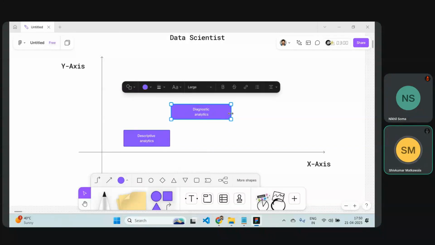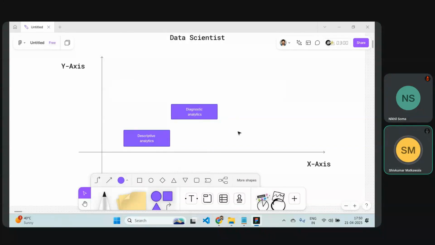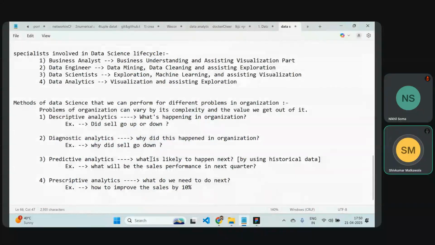After diagnostic analytics, we have another one called predictive analytics. Once you got to know why this happened, the next question is: whatever happened has happened, and these are the reasons, but now how can I improve it? How can I predict what is likely to happen next? It means, what is going to happen next year?